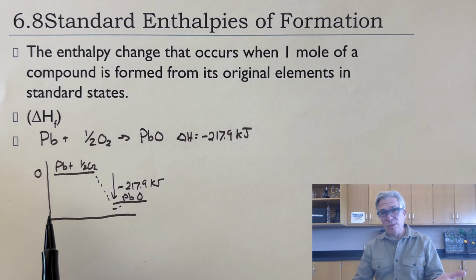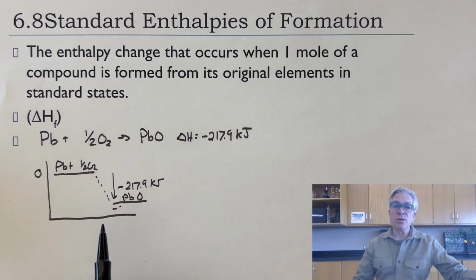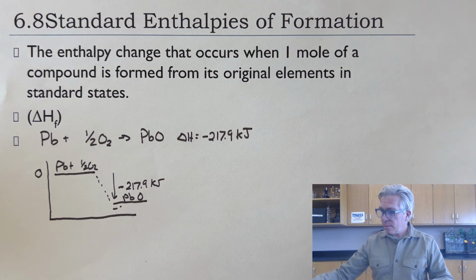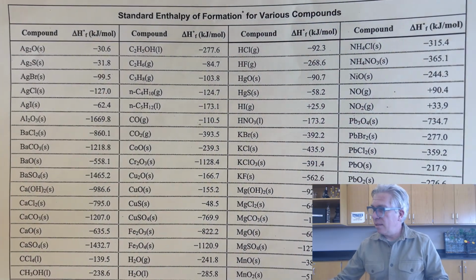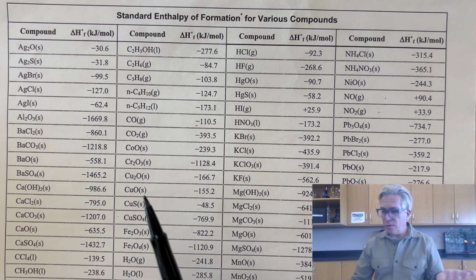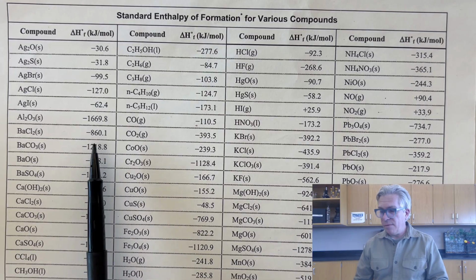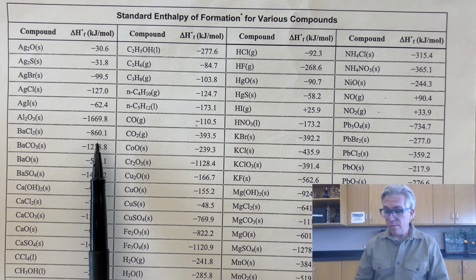But we're going to call it 0 because it's easy for us to measure the enthalpy change when you start making compounds with those elements. And so you may have seen a table something like this. There's whole books you can buy with these tables in it. The internet is full of these tables where you can just look up different compounds and they have their delta HFs or heats of formation.